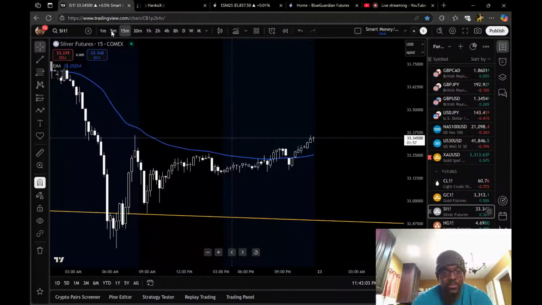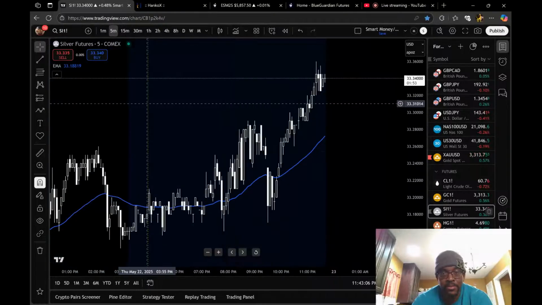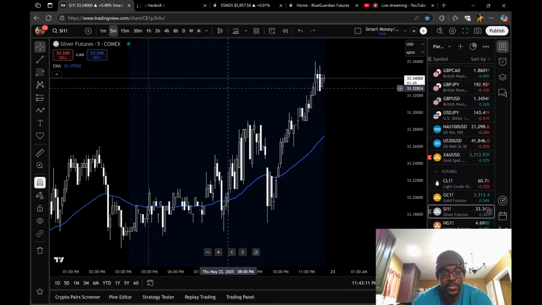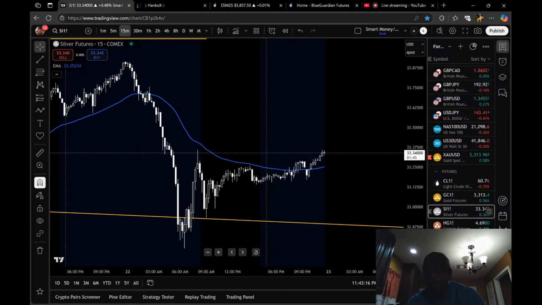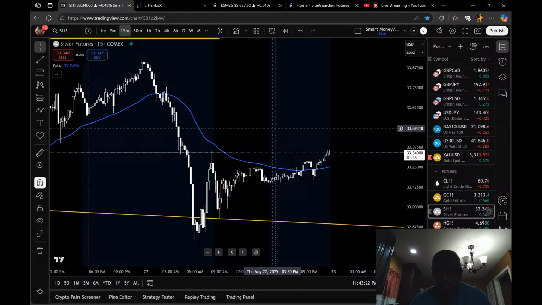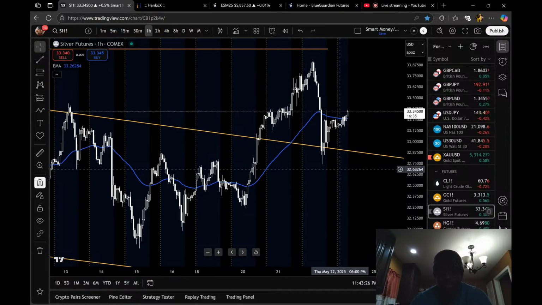Let's see what the 5-minute looks like. Okay. The 5, I would say let this develop a bit more. All right. Let it develop some. Maybe around London, we might have something going with it. We'll see. All right. But that's silver. So I'm bullish on silver and I'm bullish on gold.